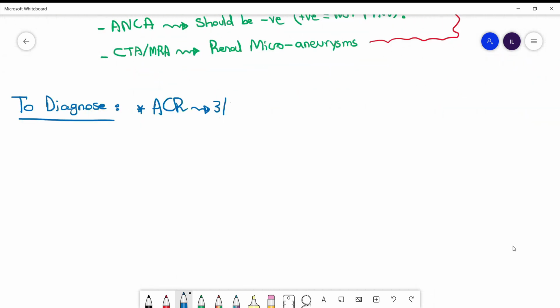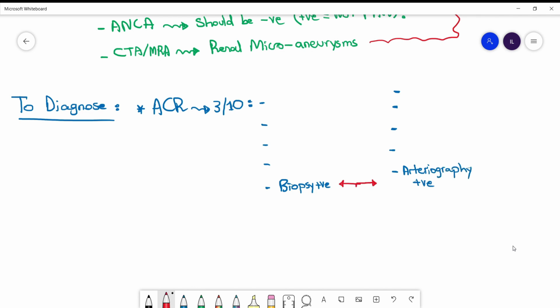Now let's talk about the diagnostic criteria. So the ACR has criteria which constitute 3 out of the following 10. I'm going to mention the last 2 first, biopsy positive or arteriography positive. The reason I mention these first is because you have to have either one of them for diagnosing, as part of the criteria. Now the other 8 include neuropathy, and testicular pain, because the vasculitis can be localized sometimes and involve single organs like the testis only.